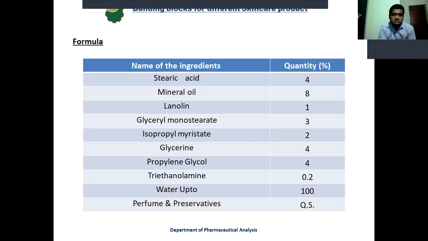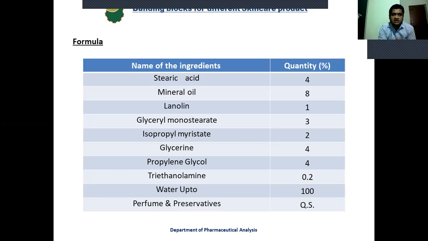For example, any alkalis, like potassium hydroxide or sodium hydroxide. If any alkalis are there in that particular formulation, like potassium hydroxide, that potassium hydroxide definitely will not be added to the oil. You can add it to water because it will be dissolved in water.